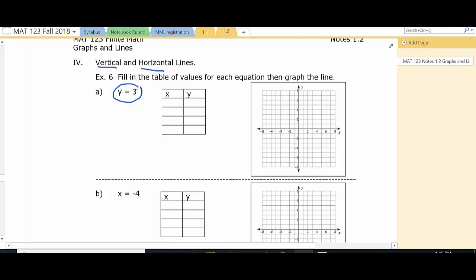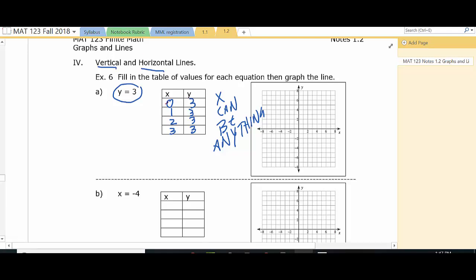All right, so that means that y is always 3. Okay, fill it in like that. That means y is always 3. Now what is x? X can be anything. Okay, so it can be anything you want it to be. That problem says y is 3. All right, pick numbers, 0, 1, 2, 3. Put them on there. Pick any number you want for x.